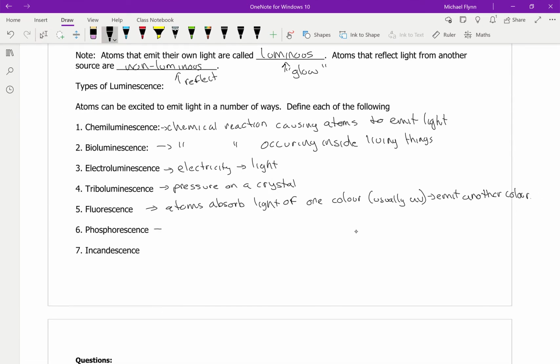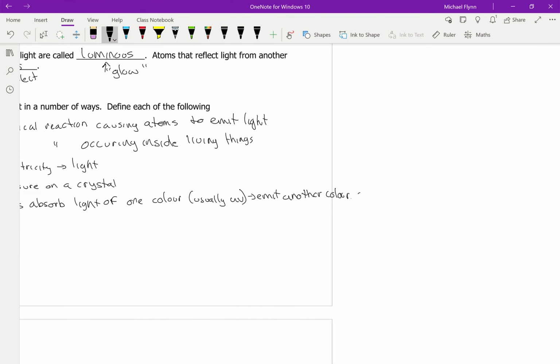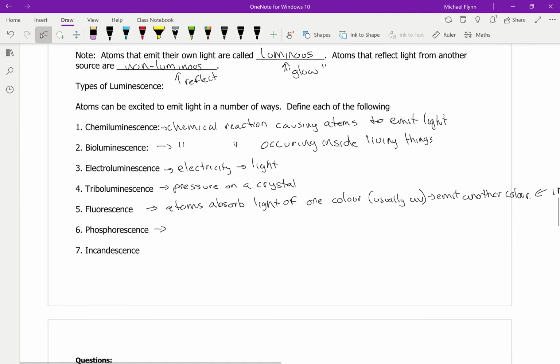Phosphorescence. Phosphorescence is when you have phosphors that glow. Actually, here, the best example of phosphorescence. Here's where it's similar to fluorescence, except it's slow. Fluorescence is basically instantaneous. Glow-in-the-dark silly putty, or glow-in-the-dark stickers.